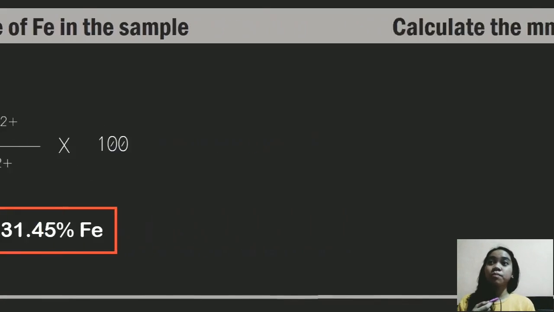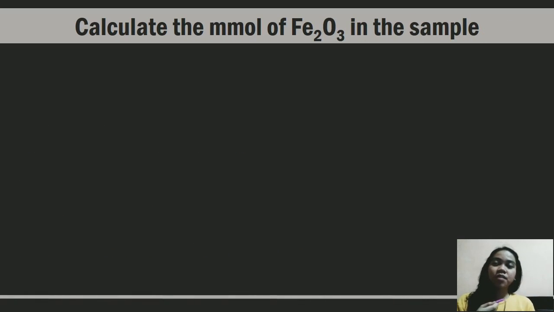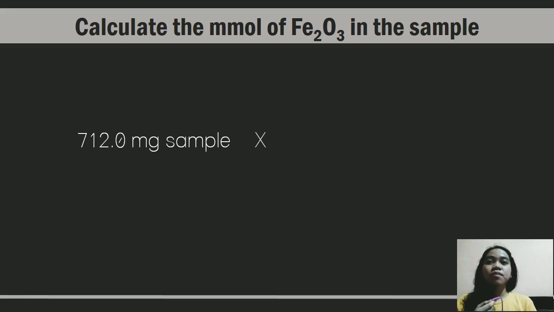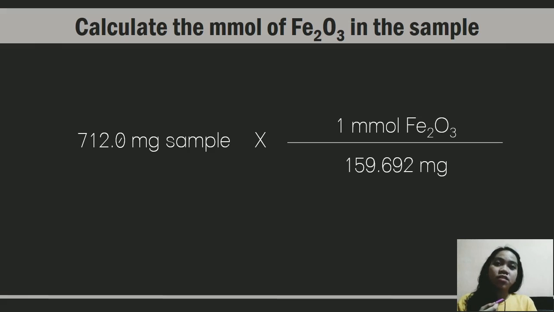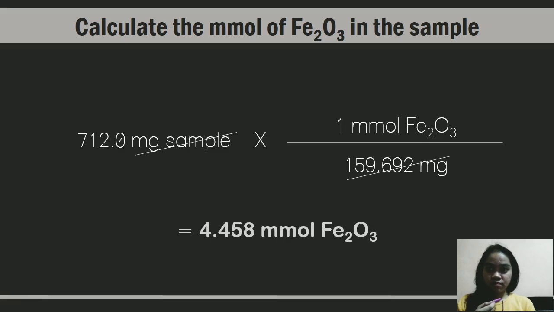Next, letter B. Calculate the millimoles of ferric oxide in the sample. Again, we need the mass of the sample, which is 712 milligrams, times the molar mass of the ferric oxide, which is 159.692 milligrams per 1 millimole of it. Now we have 4.458 millimoles of ferric oxide.